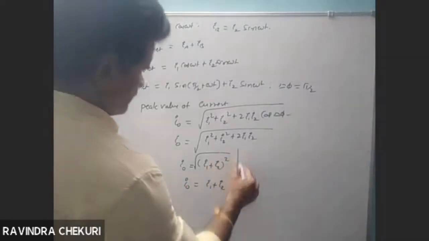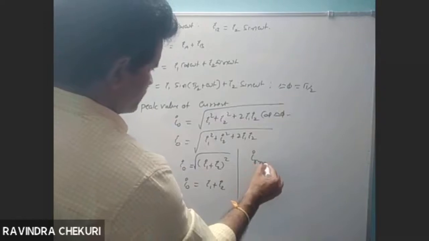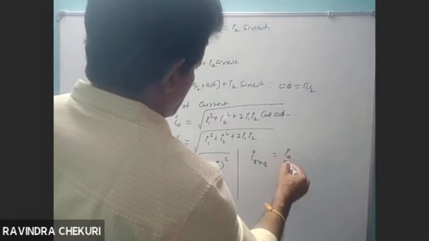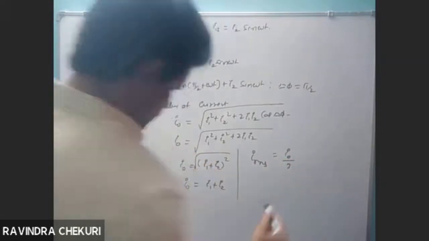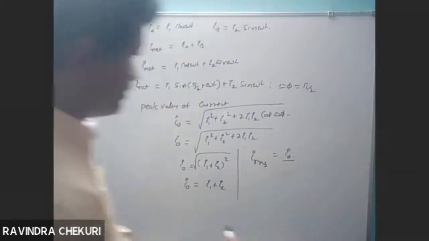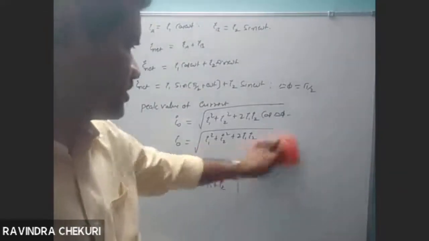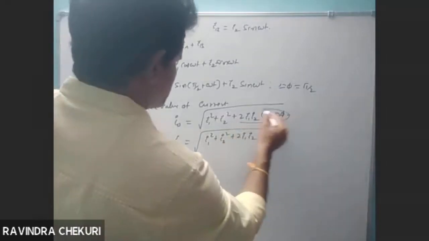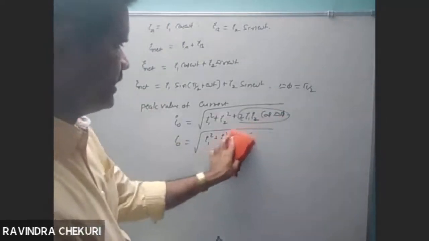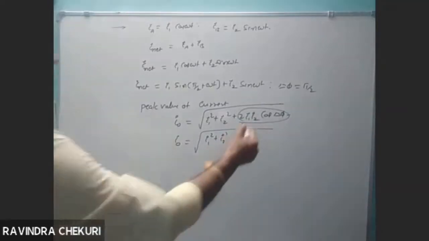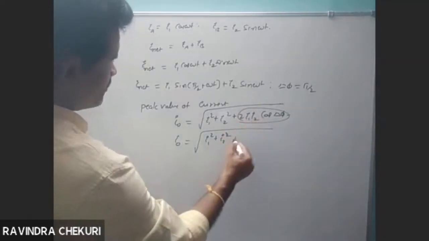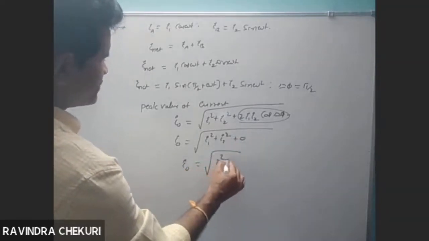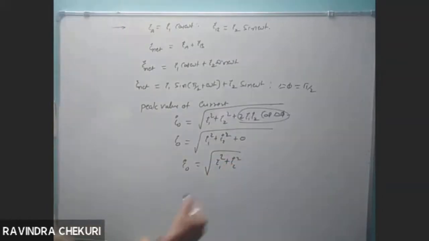RMS value of current: I RMS is equal to I naught by root 2. No, this is the cos 90 second term, and this value is 0. Cos 90 is 0, so the second term is 0. So I naught is equal to square root of I1 square plus I2 square.